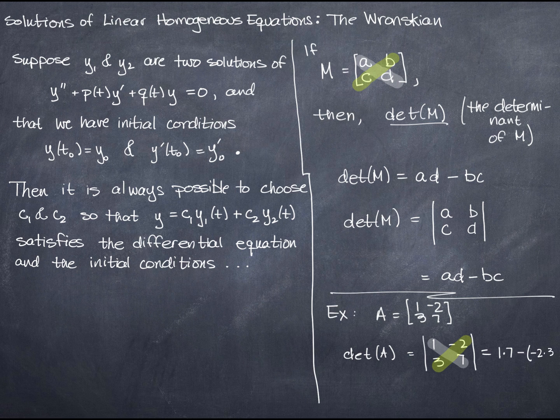-2 times 3, which is -6, or 7 minus -6, or 7 plus 6, which is 13. So the determinant of this matrix right here is 13. It's a numerical value, okay? Now it's a numerical value because the values in my matrix are numerical.